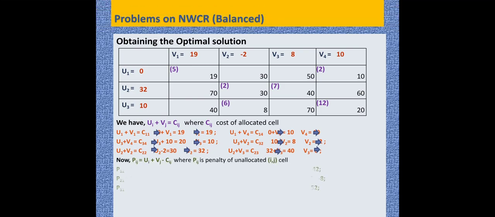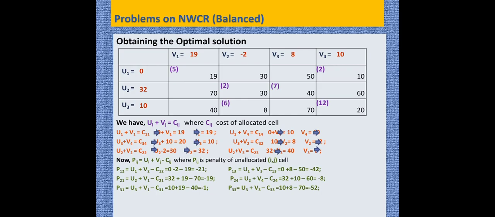Now again the penalties are calculated. Now if you observe, all the penalties are negative. Since all the penalties are less than or equal to 0, optimality has been reached. We need to stop the procedure. So this will be the optimal allocation.